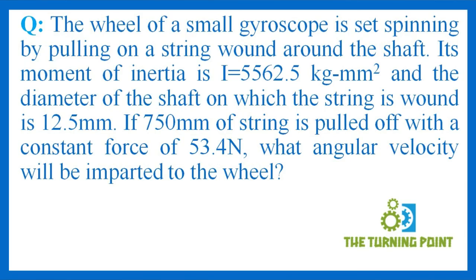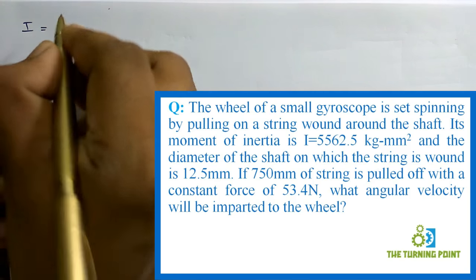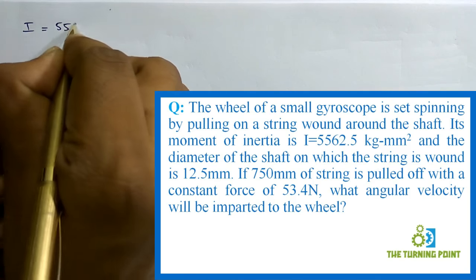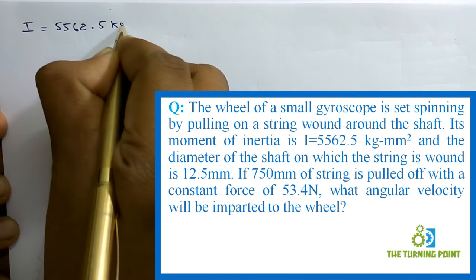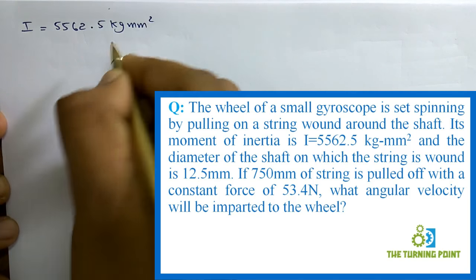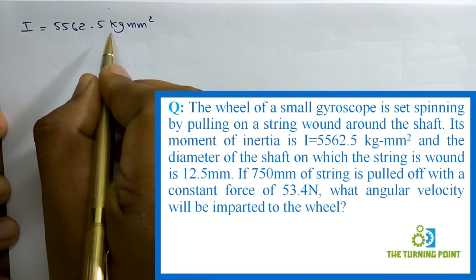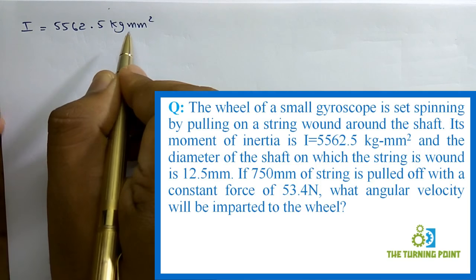The wheel of a small gyroscope is set spinning by pulling on a string wound around the shaft. Its moment of inertia I is equal to 5562.5 kg mm square. So it is mass moment of inertia. Why? Because it is the product of mass and square of the perpendicular distance.